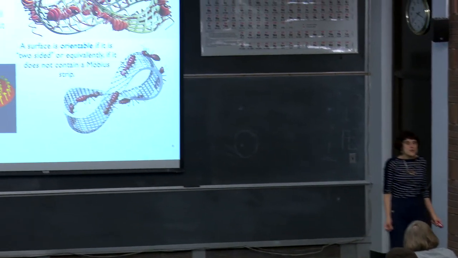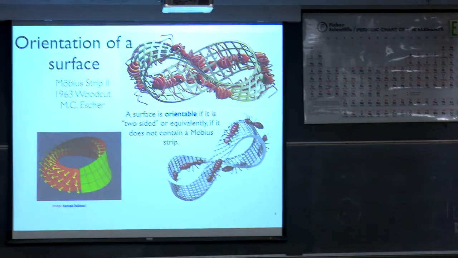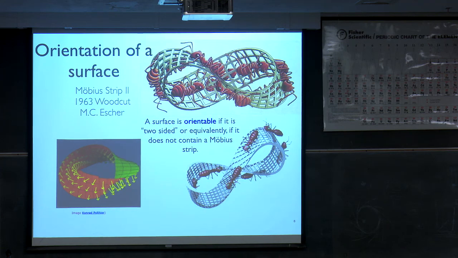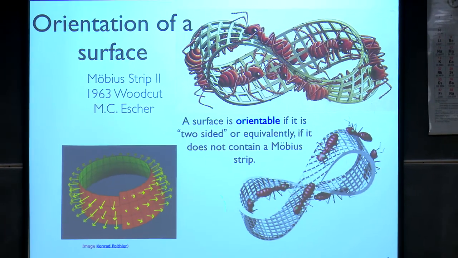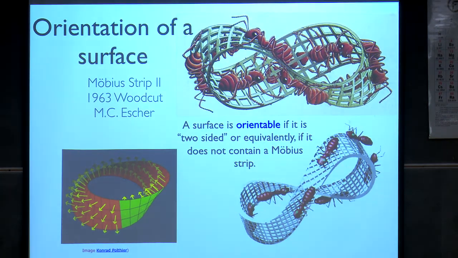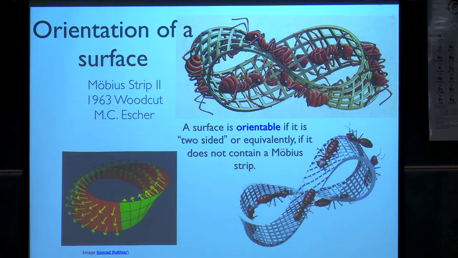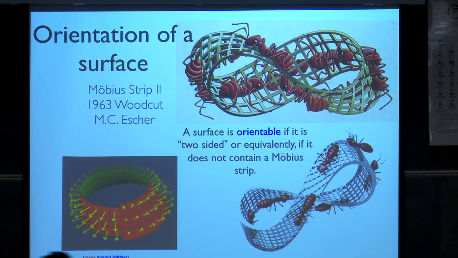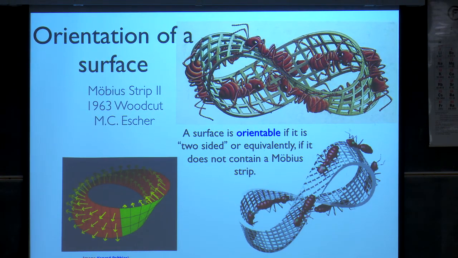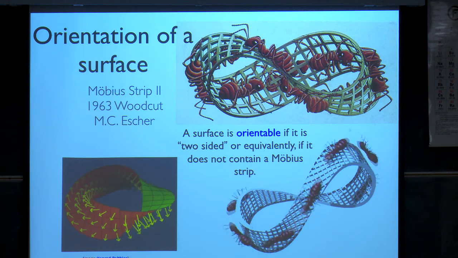So one feature one could study in surfaces is the orientation. So we can say a surface is orientable if we can put a Möbius band. A Möbius band is this figure. There's a little, the ants are moving. That's the whole point of this talk. The ants move. Oh, there it is.